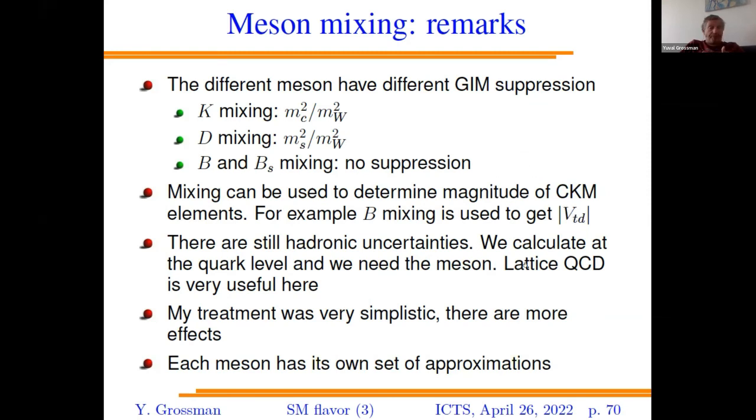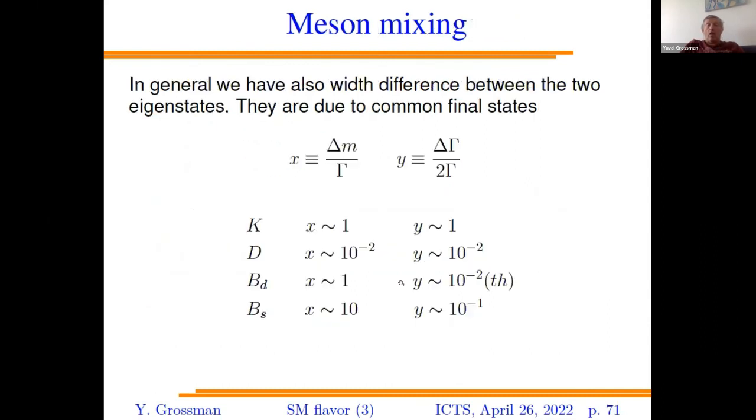I'm not going to get into the subtleties of QCD, etc. You're going to have a lecture just about it. So let me tell you one last thing about meson mixing: in general, there's another parameter, which is not only the oscillation, it's also the delta gamma over gamma, which we call Y. This is the width difference between them. In general, the two mass eigenstates don't have to have the same width.